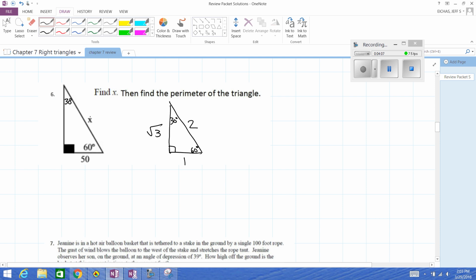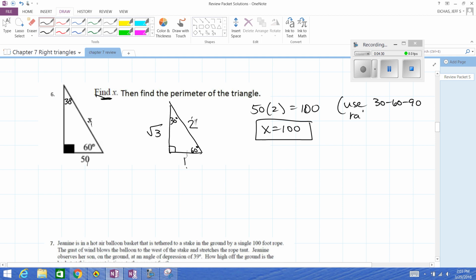Now we can use proportions if we want to solve for x, or what you can notice is it's a 1 to 2 ratio. X should just be 100. 50 times 2 is 100, so x equals 100. Whoops, that's one piece. Find x. Okay, use 30, 60, 90 ratio 1 to square root of 3 to 2. So I'm specifying why I got 100 that easily, so I can still get full credit because that's showing my work or the theorem that I'm using.